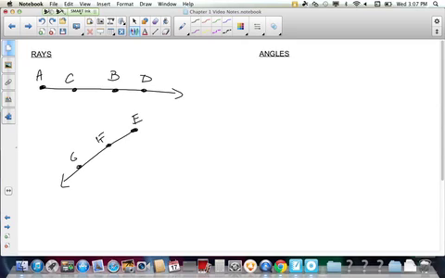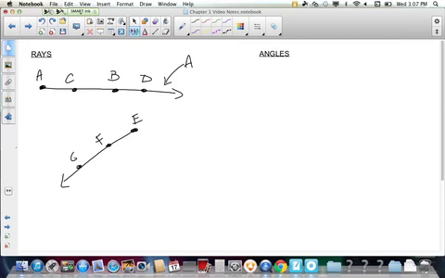Now, if I want to name these rays, the first part is I have to use the endpoint. So if I'm going to name this first one here, I have to use the A.